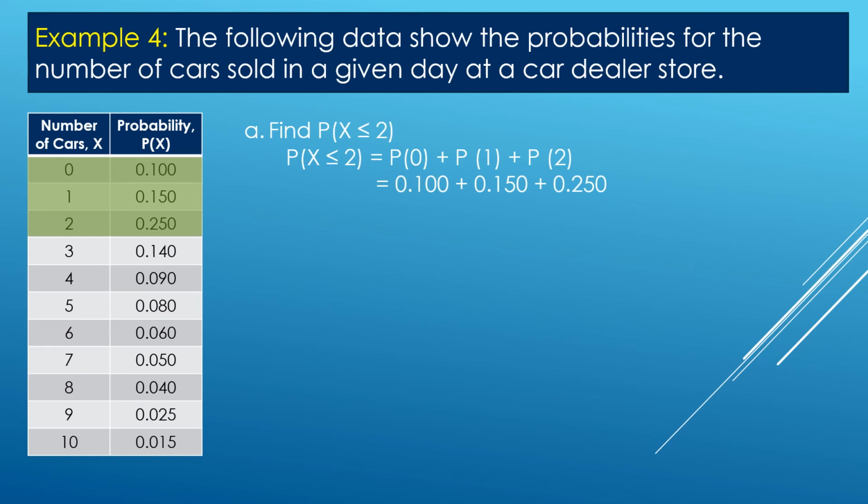Probability of 0 is 0.100 plus probability of 1 is 0.150 plus probability of 2, which is 0.250, and that is equal to 0.500. So, the probability of random variable x, which is equal to or less than 2, is equal to 0.500.